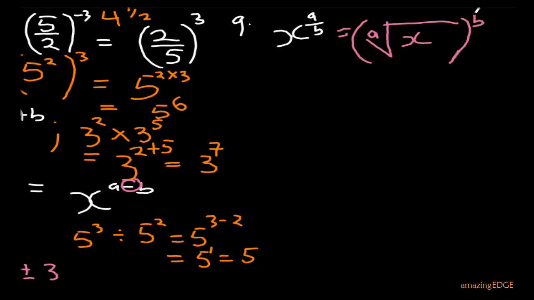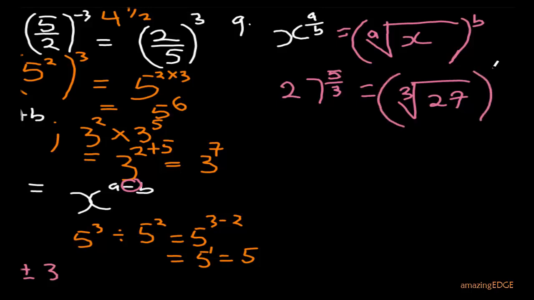So we can look at an example. Supposing I have 27 raised to power 5 over 3. This could be written as the cube root of 27. So this is the cube root of 27. Remember, I have to put 3 here to indicate it's the cube root. But if it is square root, I can omit that too. Now, all raised to power 5.